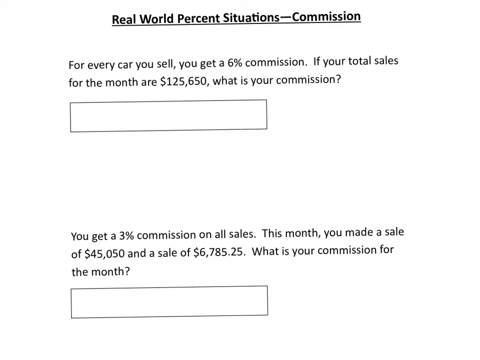Percents in the real world. There are a bunch of different situations that you're going to get to learn about when you come across a percent in the real world. The first one's commission. Commission is going to be the part because it represents a percent of your sales.